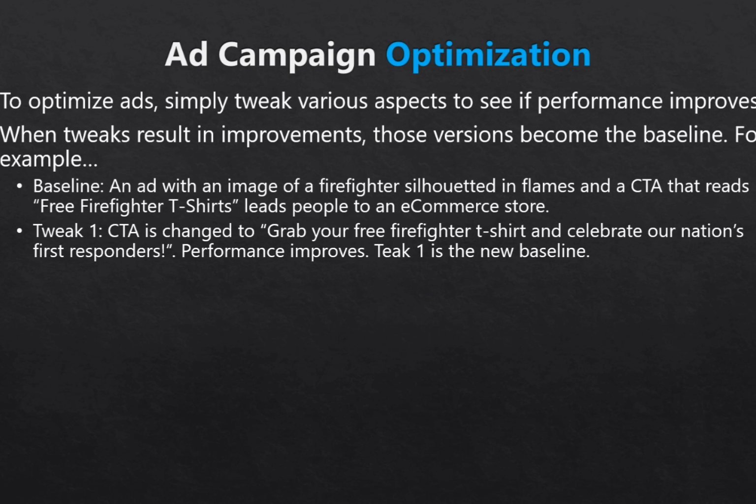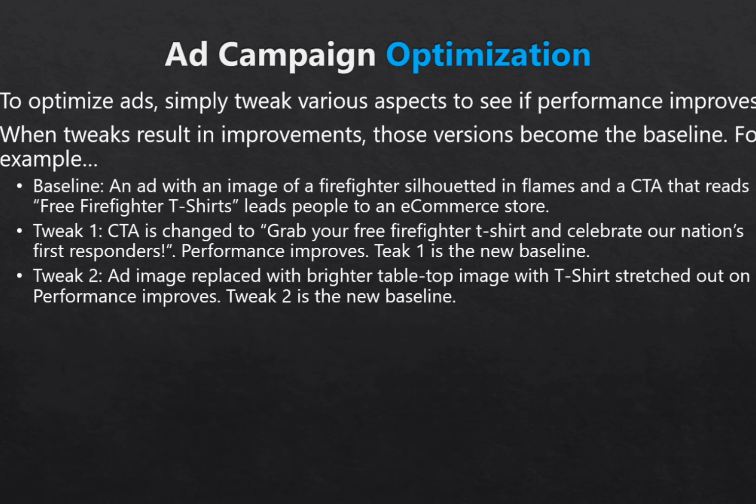After implementing that tweak, you notice that your click-through rates increase, and your cost per click goes down a little. That just became your new baseline. Next, you remove the dark silhouette image and replace it with a bright, flat tabletop background with one of your firefighter t-shirts spread out on it. Big surprise, your performance improves.